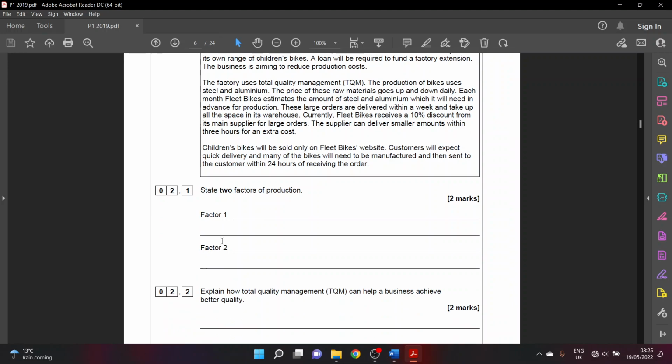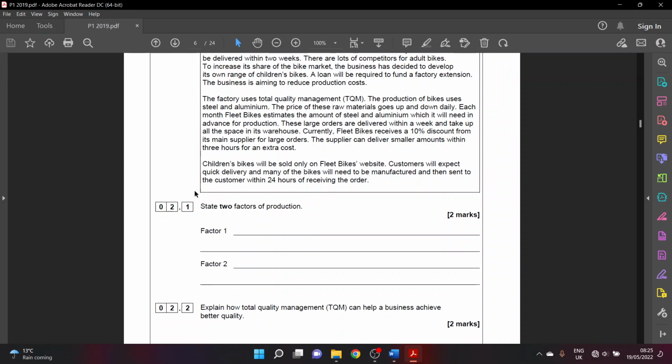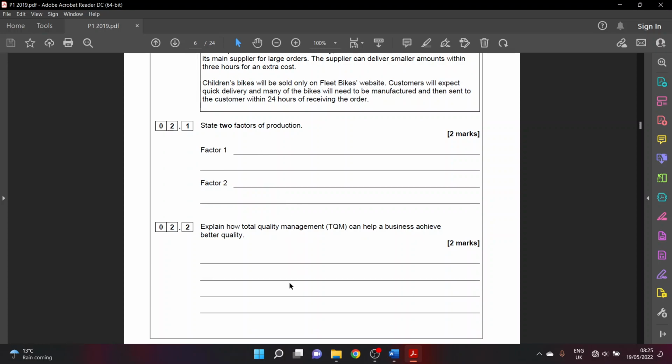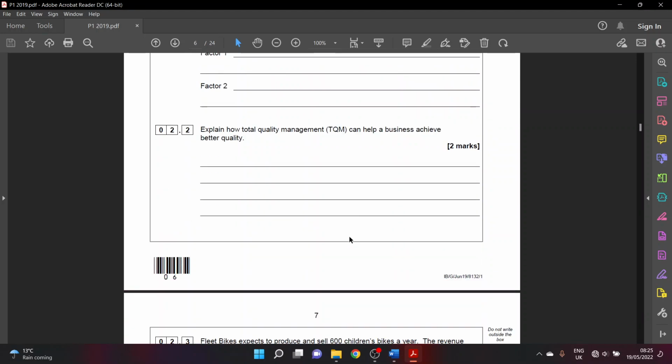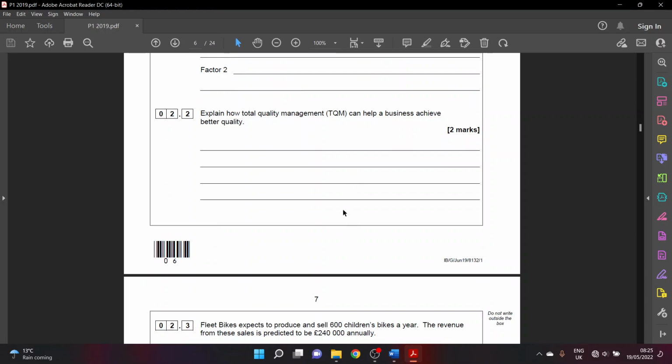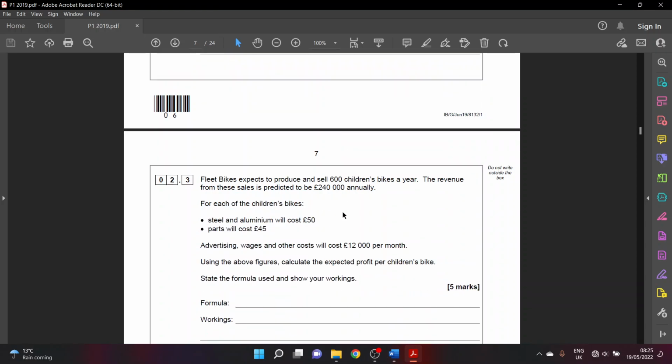Most of the questions will require some sort of application to the case study. This question doesn't. You read the case study and then it tells you to state 2 factors of production. State is identify, remember. Capital, enterprise. There you go, 2 marks. You don't need to use the case study. This one also doesn't require the case study. Read the question, you might see why.